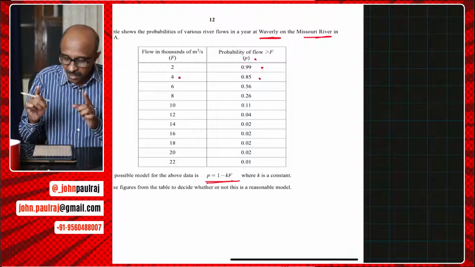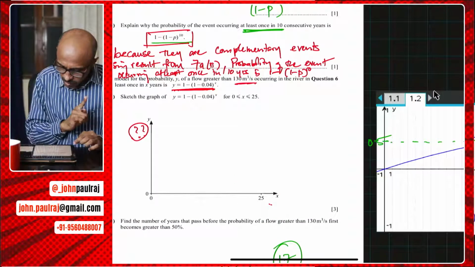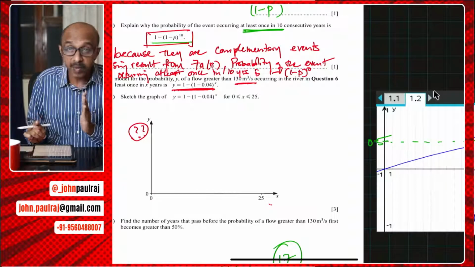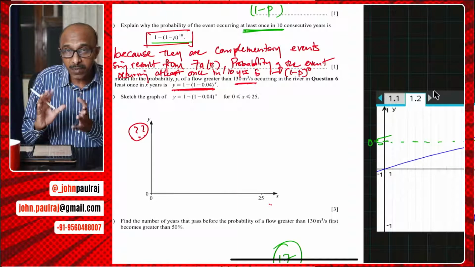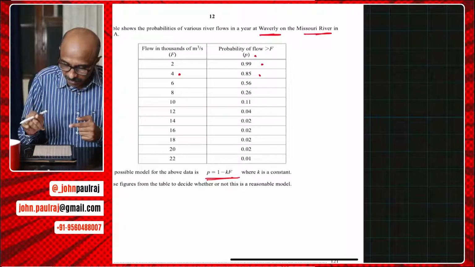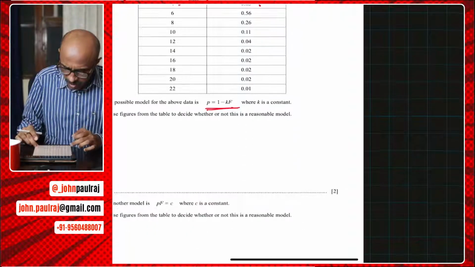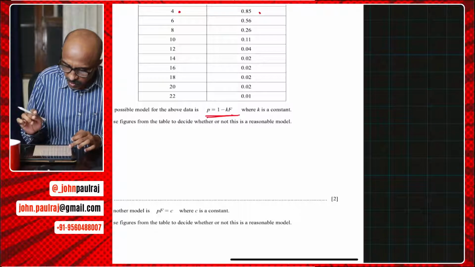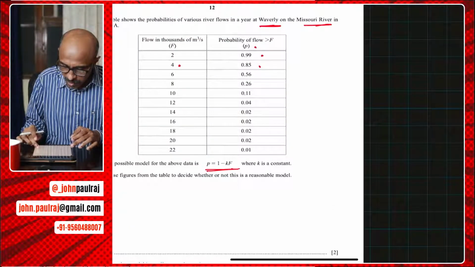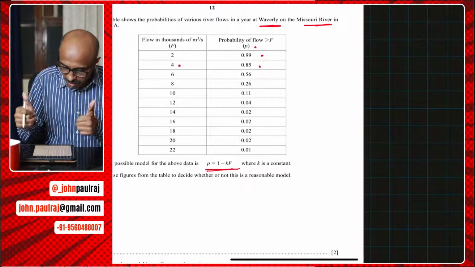The reason I'm talking about that is because the earlier case that we saw, this one here, x was the years, right? X was the years, and p was the probability. All right. So keep in mind what we are looking at here. The data, p is the probability, and f is the flow in thousands. Okay, it's not the years this time. So the model obviously is different. So it's p equals 1 minus kf. K is a constant. Use the figures in the table. So that means use the data in the table given to decide whether or not this model is a reasonable model.